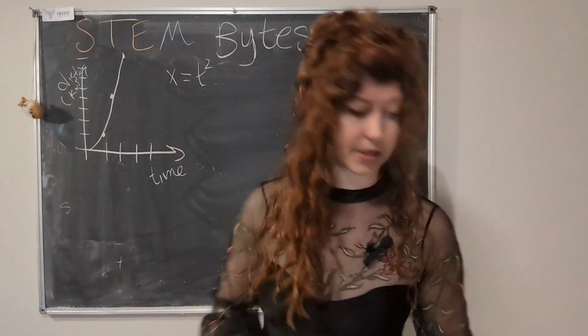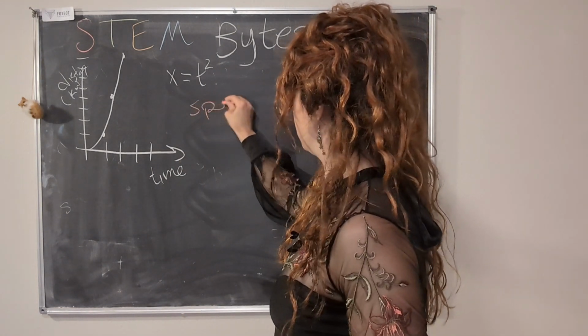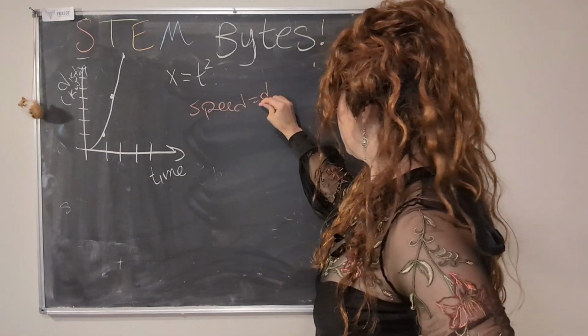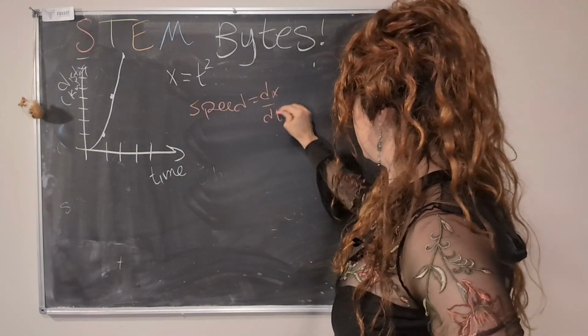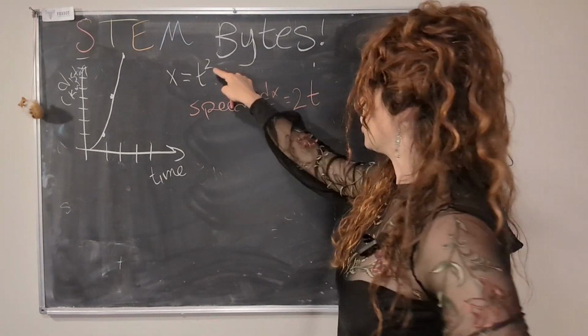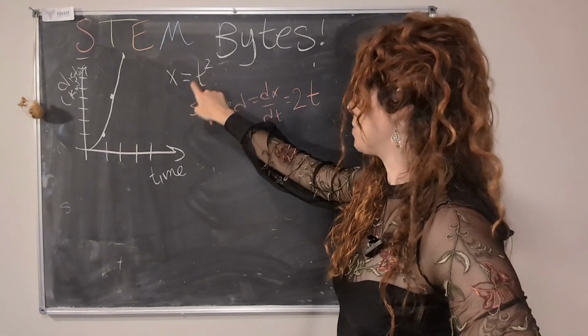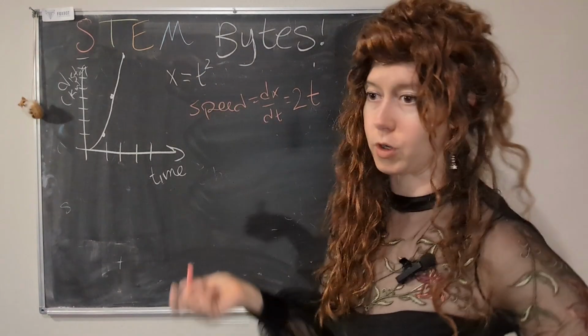Okay, so in this case, the rate of change of our distance, or speed, is dx/dt, and that equals 2t. So you bring the exponent down, and then you multiply it by your variable.